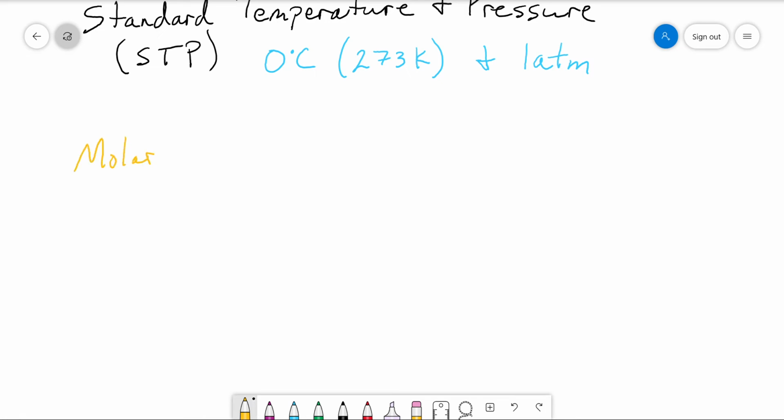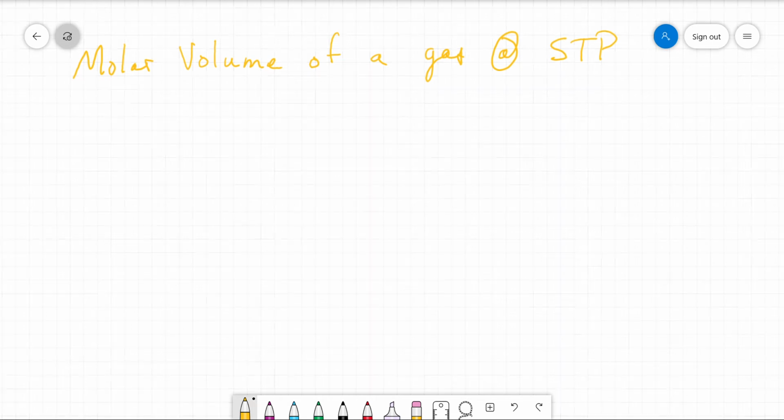And specifically, we're going to calculate the molar volume of a gas at STP. And you can calculate the molar volume of a gas at any temperature and pressure you want. Just follow the same steps. But molar volume of a gas at STP is kind of another one of those universal things that all chemists kind of know.